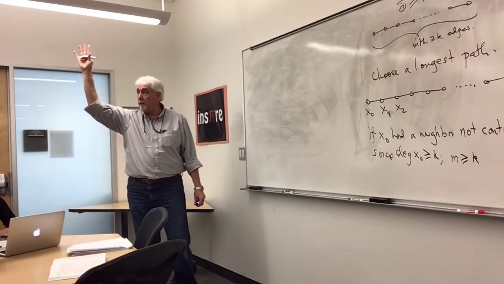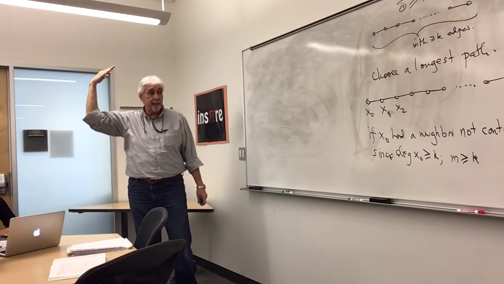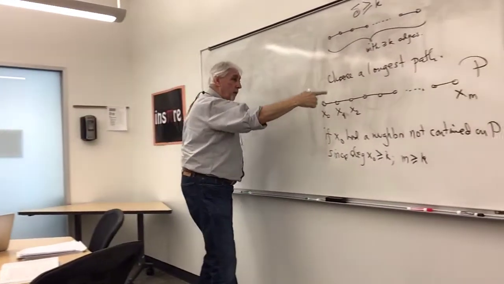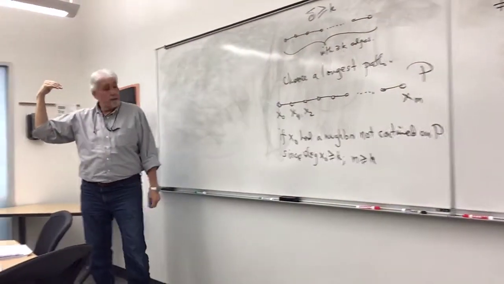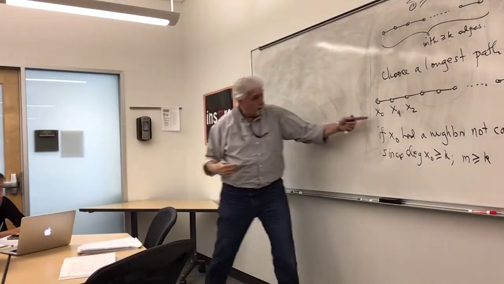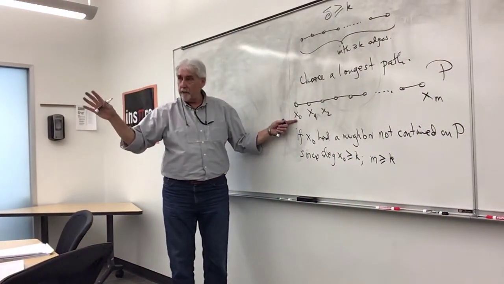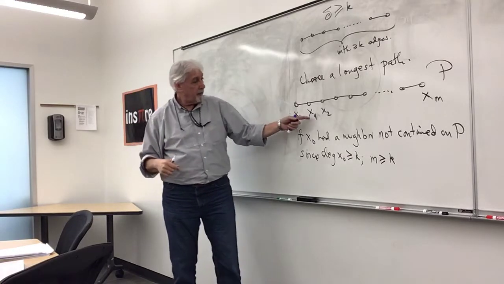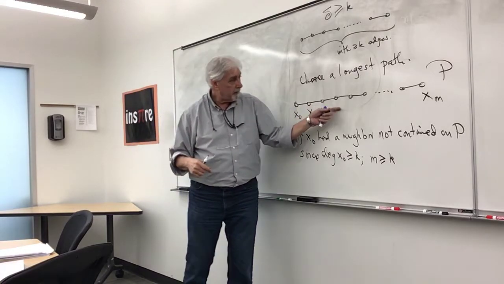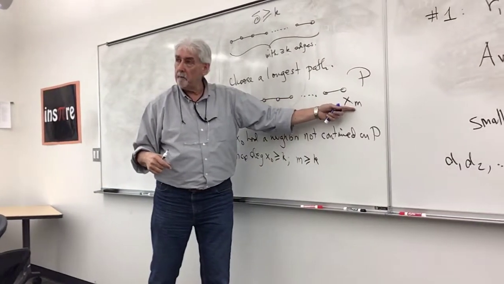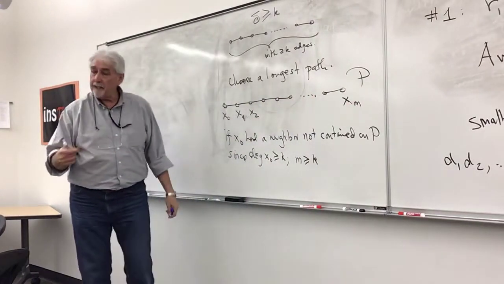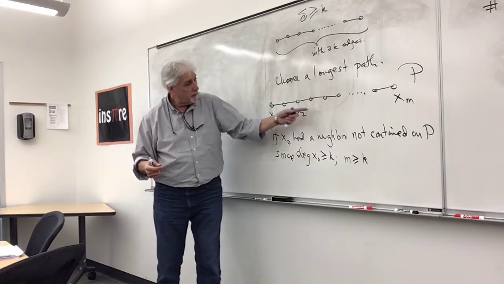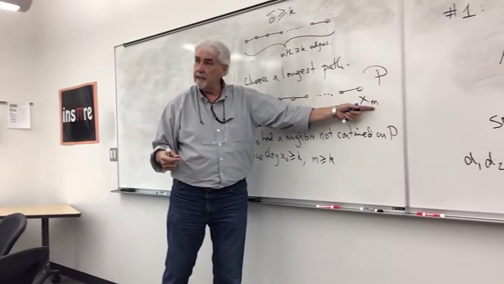M is greater than or equal to k. Because if m was less than k, well, I got a problem. If m is less than k, then I wouldn't have enough vertices for x0 to be adjacent to it. X0, one more time, not adjacent to itself. We're not dealing with loops at this point. If m was less than k, x0 could be adjacent to x1, x2, x3, and it could be adjacent to xm. And if m was less than k, then the degree of x0 would be at most 1, 2, 3, 4, would be less than k.